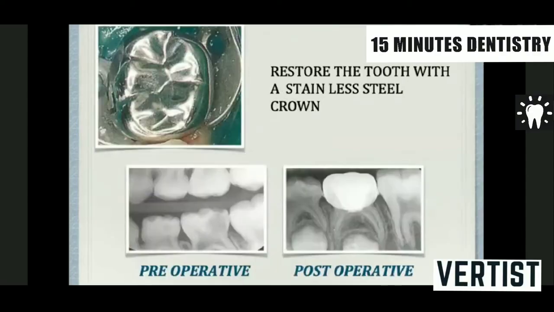Then the permanent restoration of the tooth is done with a stainless steel crown. This is the best coronal seal that we can have for the primary tooth, even in permanent teeth. This will show you the pre-operative radiograph and a post-operative radiograph after the pulpotomy and the stainless steel crown.